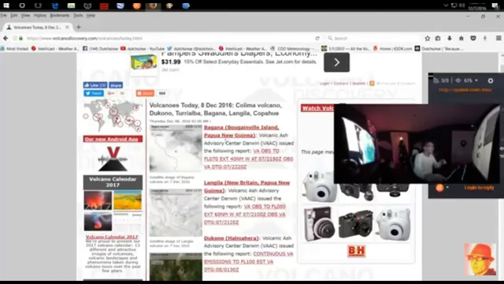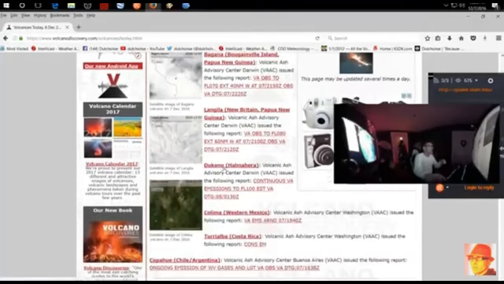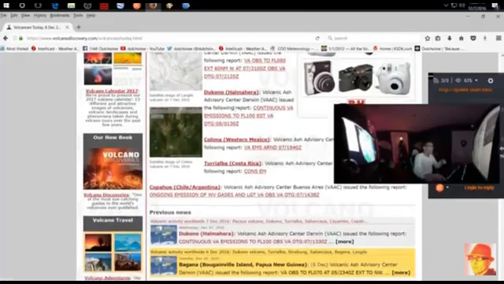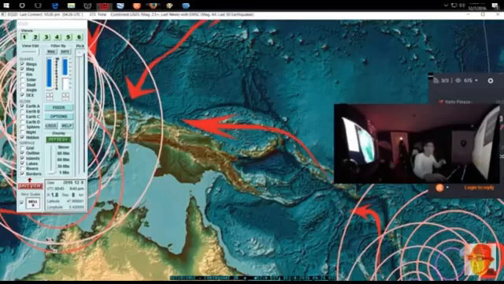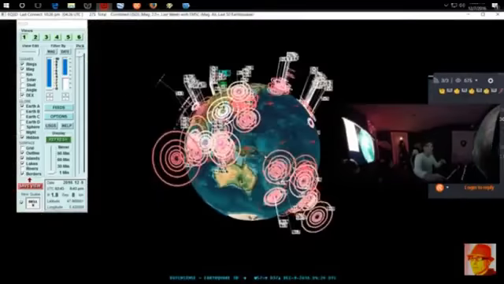So here we go. Papua New Guinea. 2 new blasts at Bagana and Lenggila. Also, Dukono Halmahera, which is in Indonesia, Colima in western Mexico, Turrialba in Costa Rica, and Copihu in Argentina. This is basically going from Mexico to Central America down to Argentina. 3 different volcanoes erupting along the East Pacific.